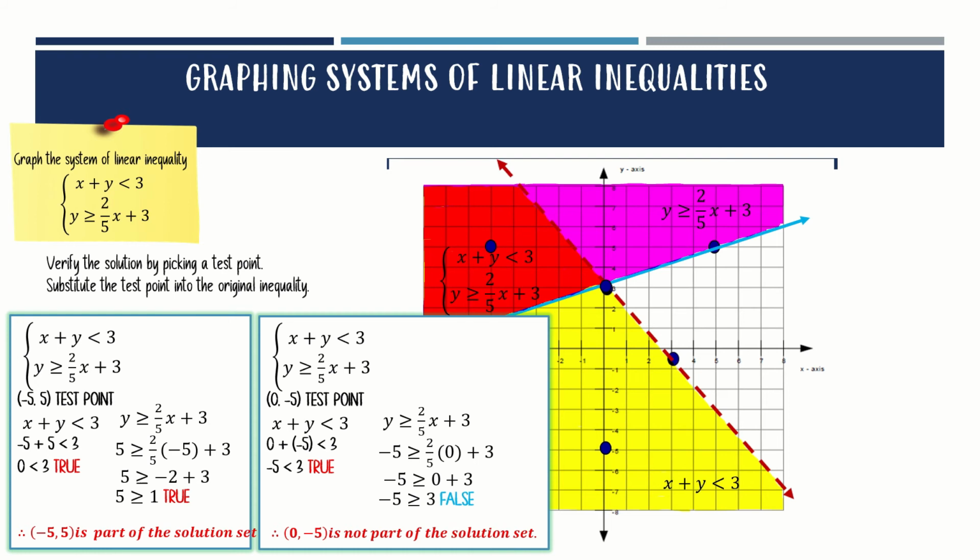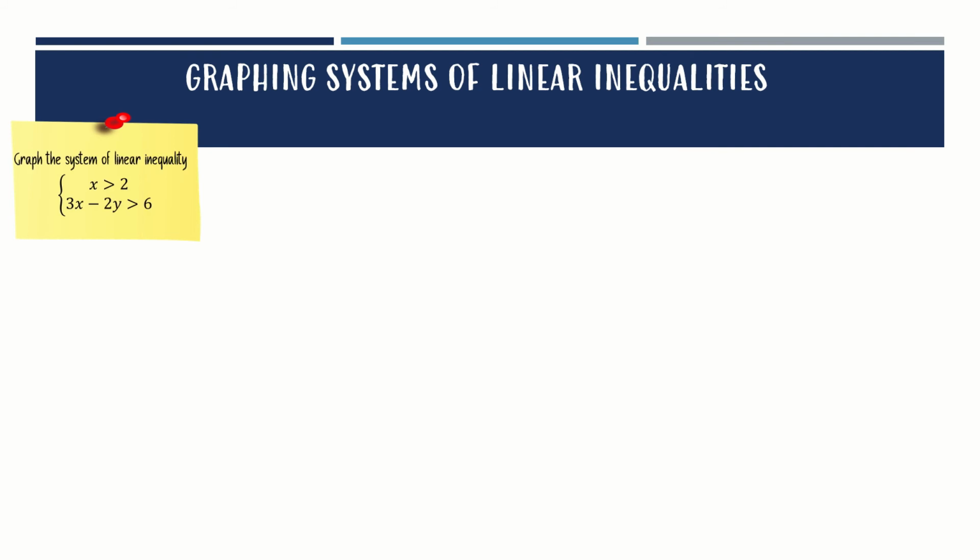It is true for the first inequality but fails the second inequality. Therefore, the test point 0, negative 5 is not part of the solution set. Remember that it should satisfy both inequalities. It should be true for both inequalities. Let us have another example.